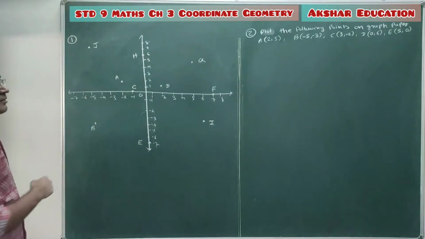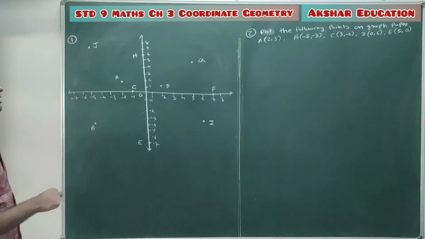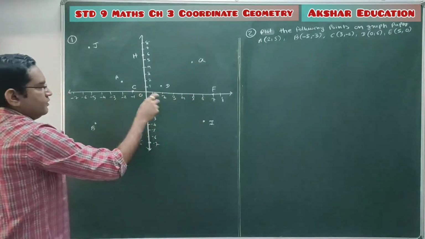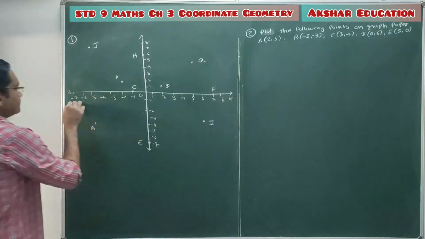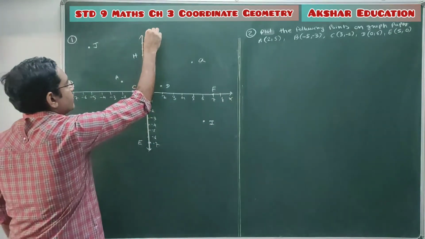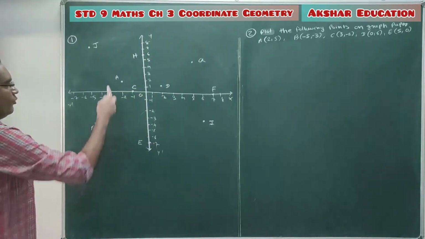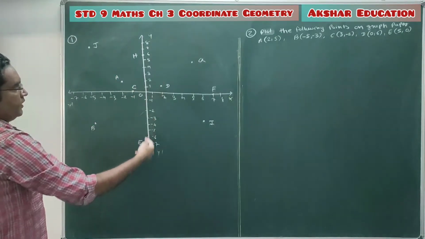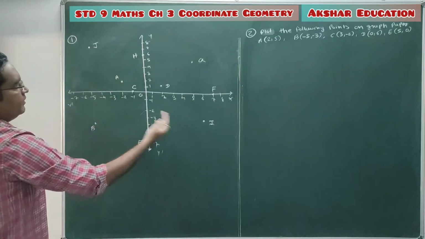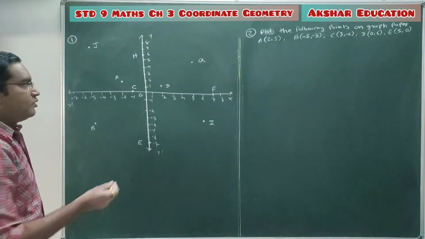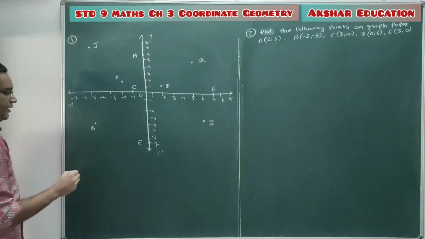So one Cartesian system is given, a graph is given in which some of the points are given. You have to identify the coordinates of these given points. So let's start with the point A. This is our horizontal axis, which is known as x-axis. This is our vertical axis, which is known as y-axis. The graph is given, and you have to write down the coordinates of all the points. Points A, B, C, D, E, F, G, H, I, J. A to J, these points are given, and you have to identify the coordinates of these points. So let's start with the point A.